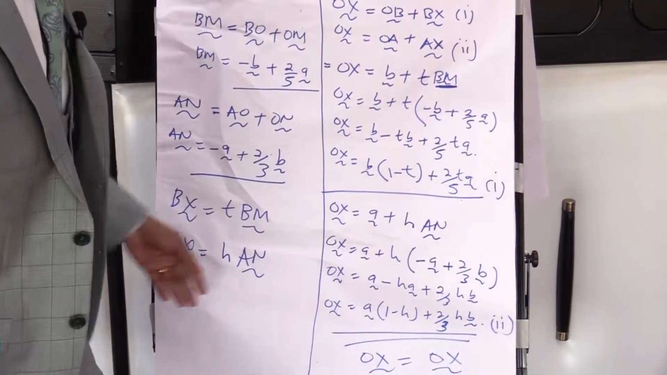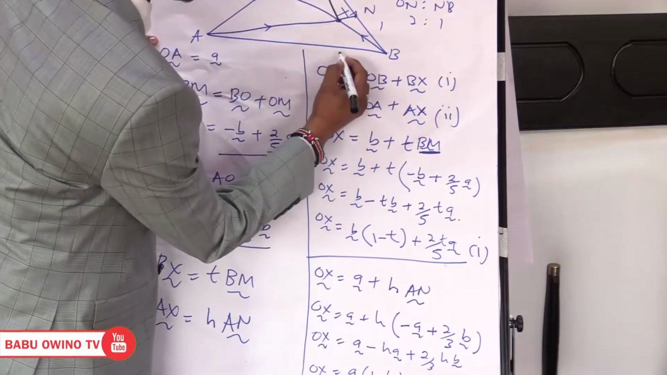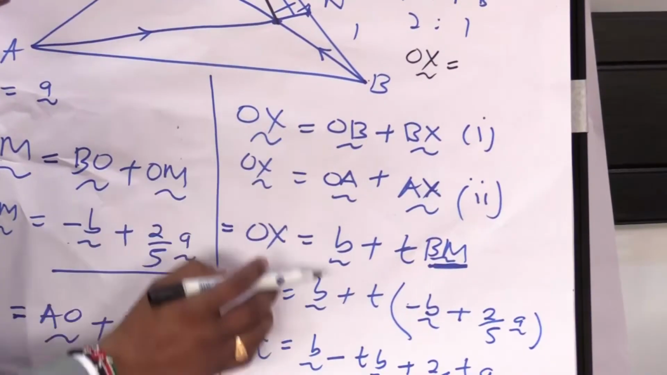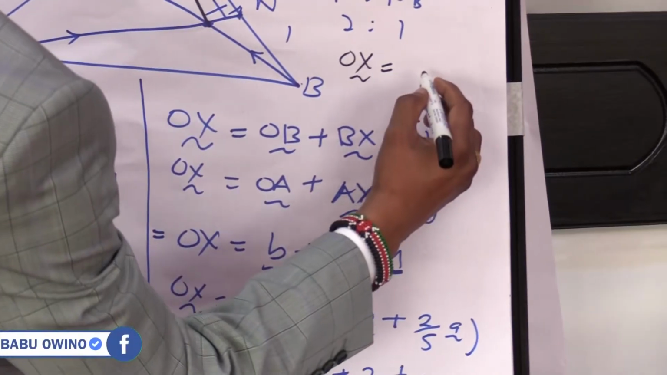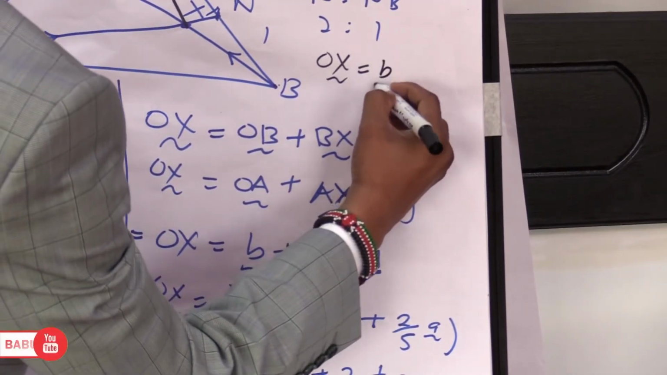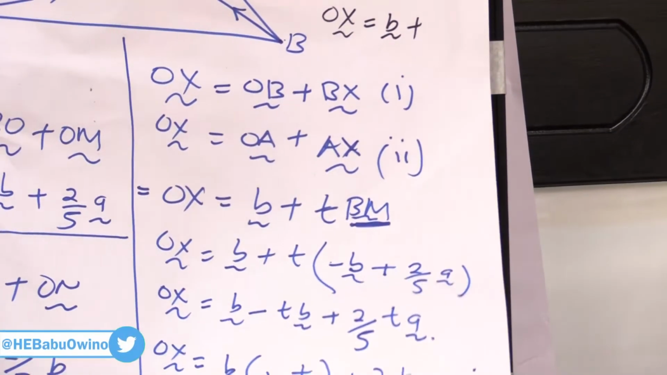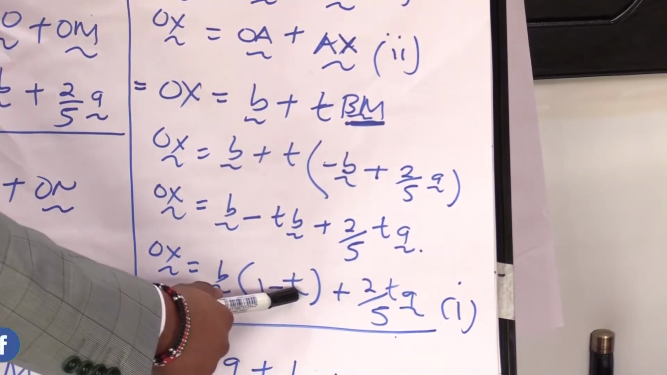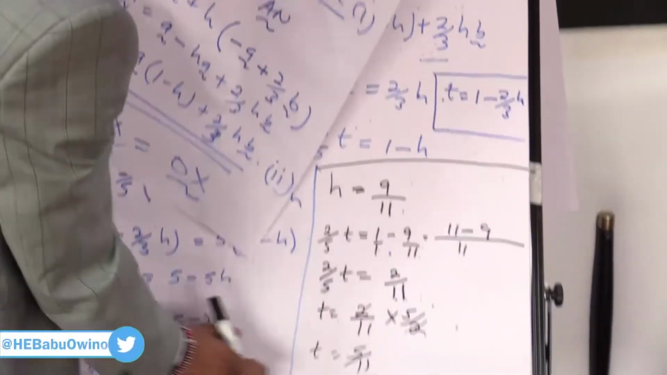So where there is h, the first way, OX therefore becomes OX equals to OB, which is B. Our first value here is B plus t of BM. Our t, we have our t. Simply where there is t, replace the value of t here, and where there is h, replace the value of h here. So let's replace it together. We have our t as 5 over 11.